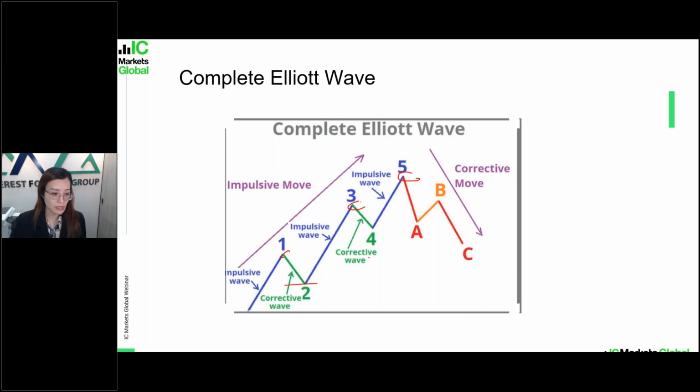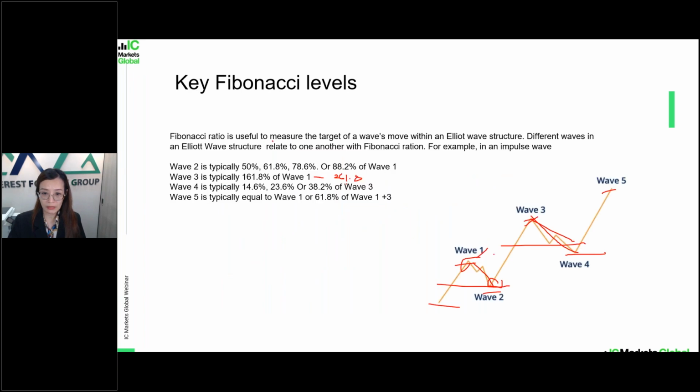You need to follow the three golden rules from just now, and then the retracement numbers, like for wave 2, wave 3, wave 4, wave 5, which are typically retracements. Those are just a guideline. It doesn't mean they have to retrace exactly 50%. It could retrace 51% or 52%. That is okay, as long as it does not go below wave 1, then you will get wave 2.